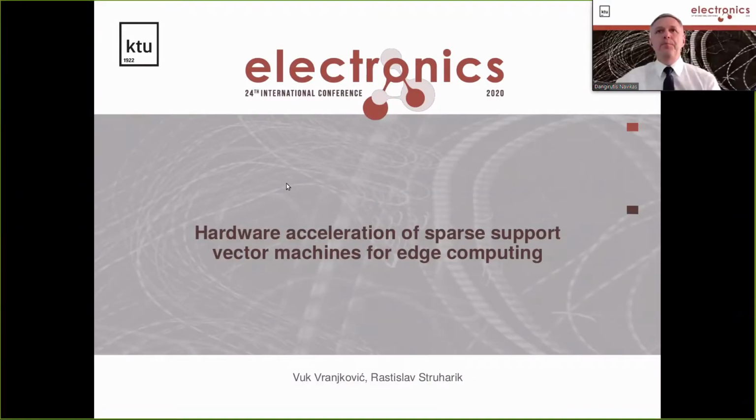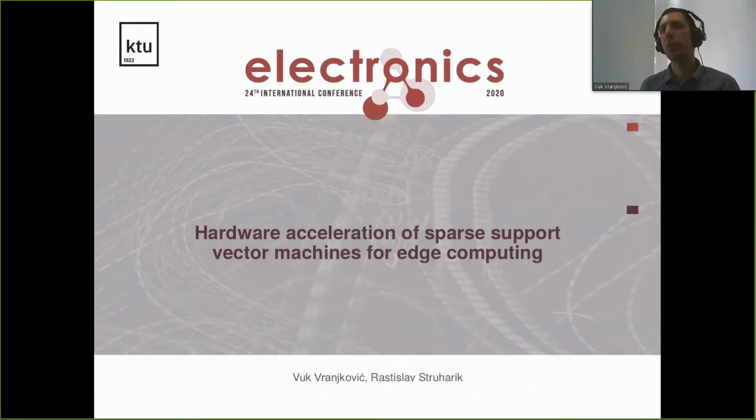Okay. I'm Vranjkovic. I'm in front of authors Rastislav, Struharik, and myself. In this paper, we present one hardware accelerator for support vector machine, which can use sparse attributes of input instance.